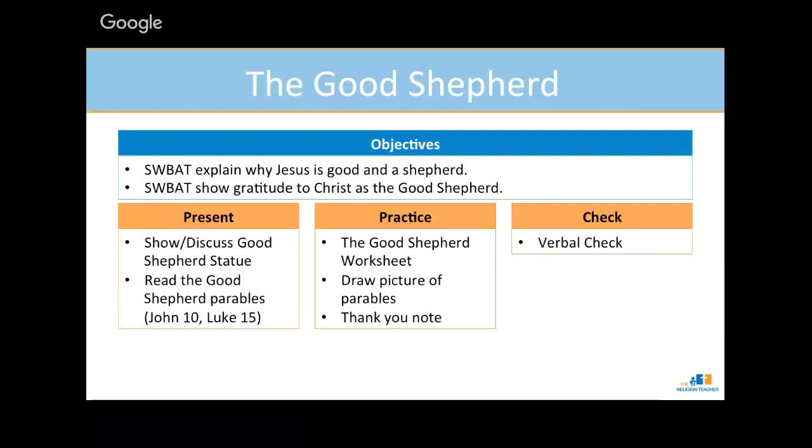asking the kids questions that you want them to be able to answer about the Good Shepherd, raising of hands, or maybe just saying out loud what they should be able to know.